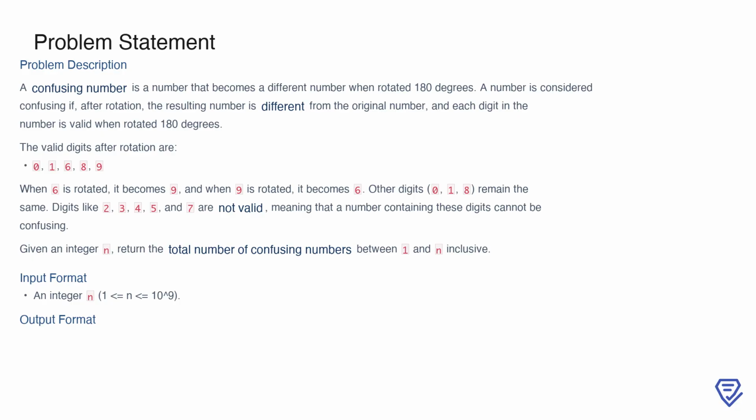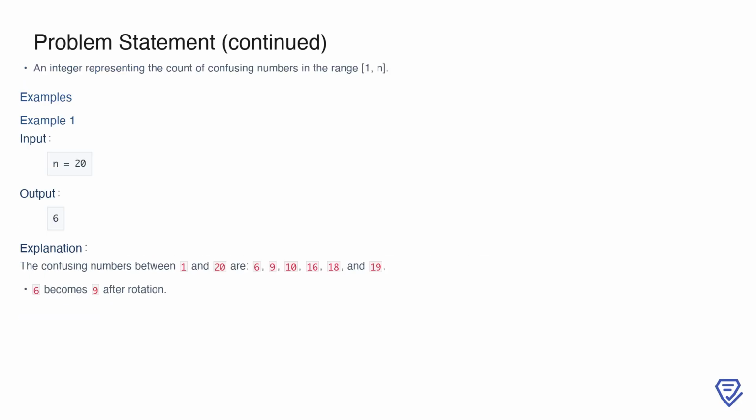The goal of the problem is to determine the total count of confusing numbers within the range from 1 to a given integer n. This means we need to identify all numbers in this range that meet these criteria and return their count. The output for this problem is an integer that represents the number of confusing numbers between 1 and n, inclusive. Let's look at an example to clarify.